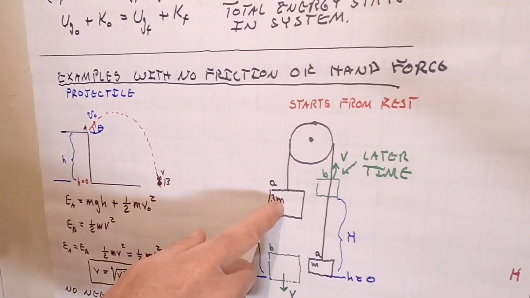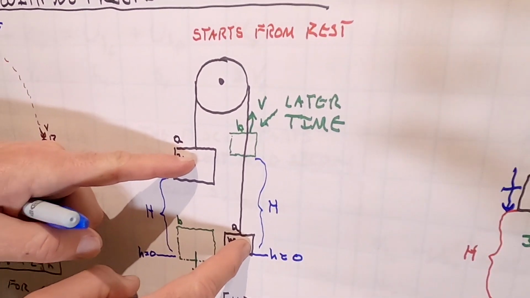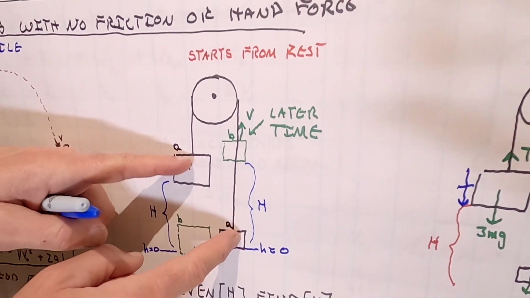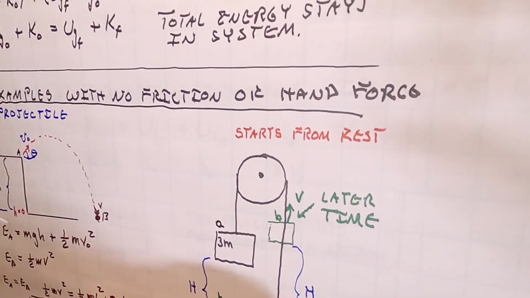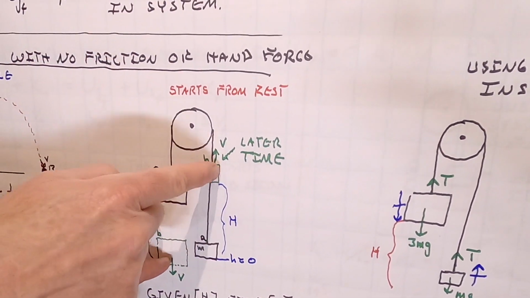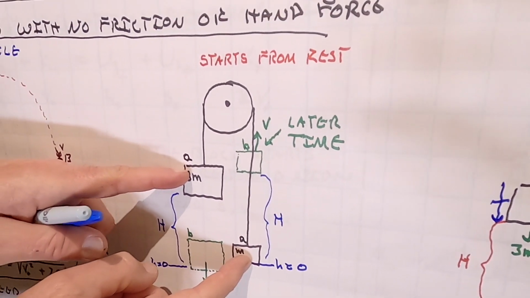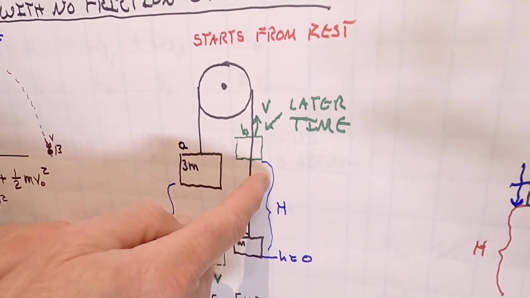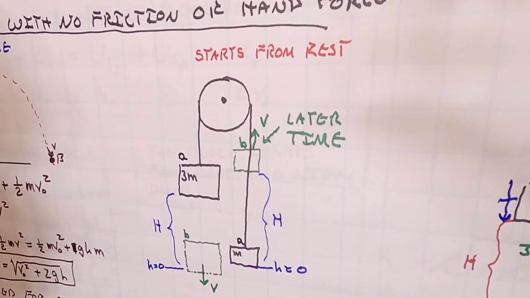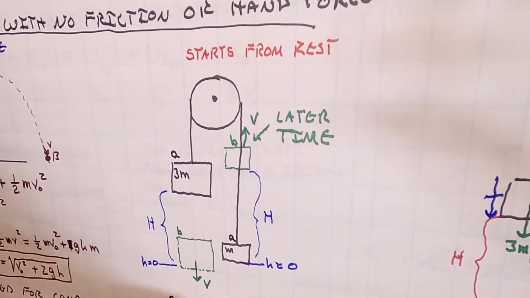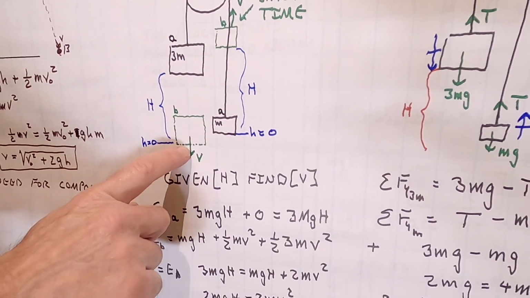If we look at this case right here, now we've got two blocks. We've got a 3m and an m, and it's held like this, and now all of a sudden we pull our hands away, and this one's heavier, so it's going to go down, this one's going to go up, and we'll take a snapshot of it right there. So we'll say it starts from rest here, and then we let it go, and now as it gets all the way up to here, we'll take a snapshot of it just as it was going by right here. And now let's apply energy to this. Let's say we're given the height, how much this one dropped.